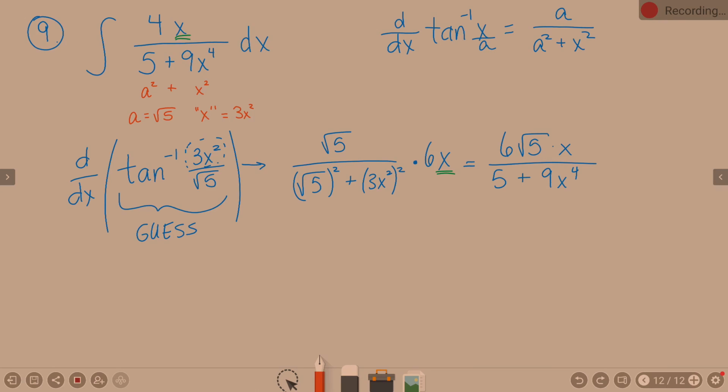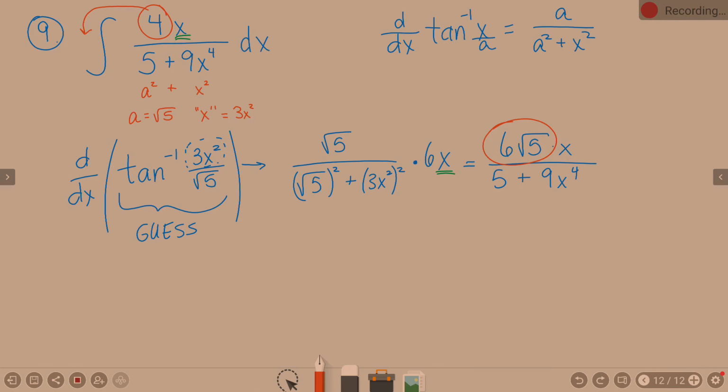So the pieces that are not good, that 6 square root of 5 is not in there, is it? And then if you go and look at the original, we've got another issue. What's the issue here? There's a 4. Now, this 4 is just a constant. So the 4 I can just take out front. And so it's going to be 4 times my guess.